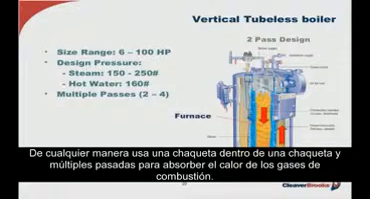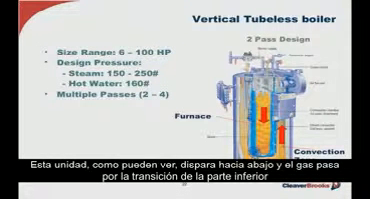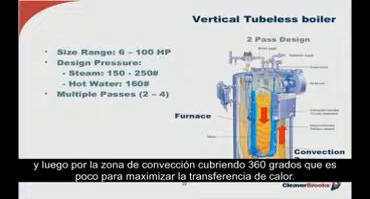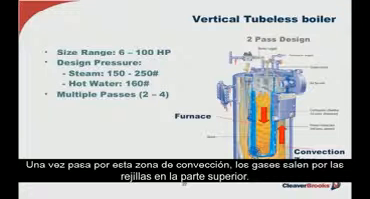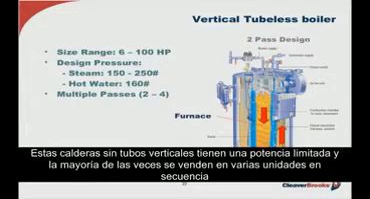In any case, they utilize a shell within a shell and multiple passes to absorb the heat from the combustion gases. Now, the unit on the screen fires down, as you can see. The gases then pass through the transition at the bottom of the furnace and then go across the outer convection zone covering 360 degrees, which is thinned to maximize heat transfer. Once passing over the convection zone, the gases exit through the vent connection at the top rear, which in this picture is not visible.